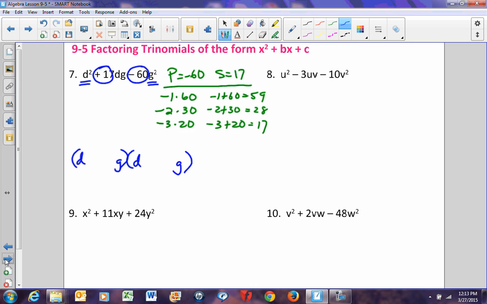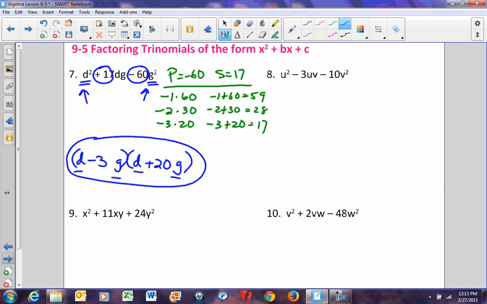So now I know that it's going to be D minus 3G, D plus 20G. If you have variables at the ends, just split them up evenly. D, G, D, G. There you go. There's your answer.